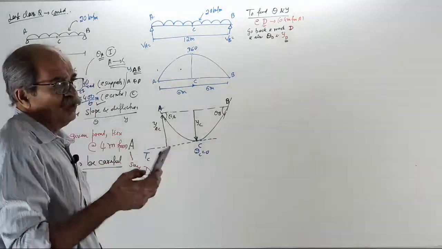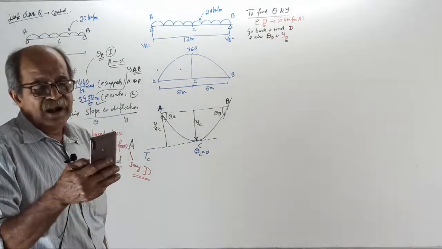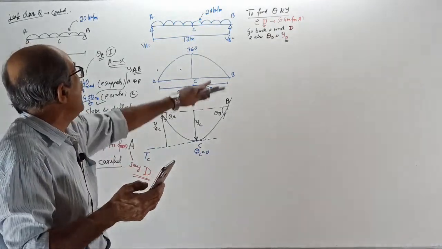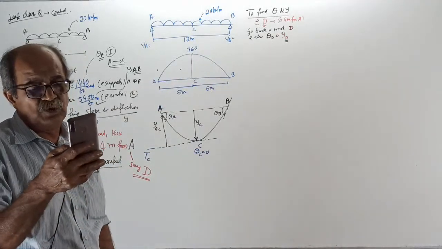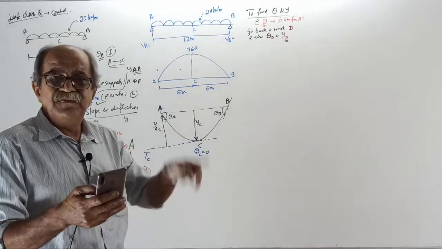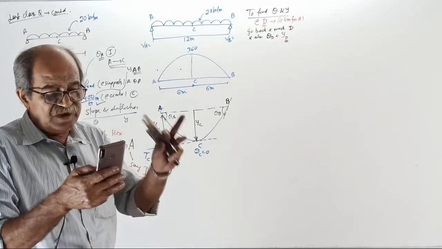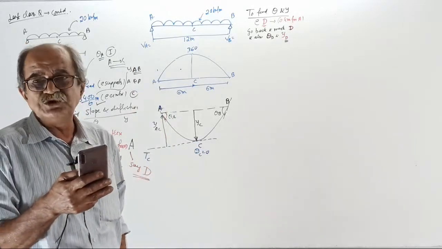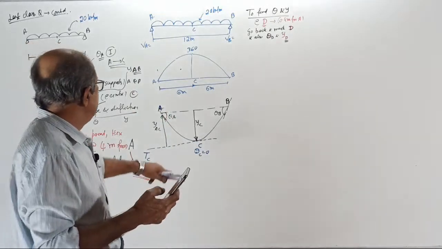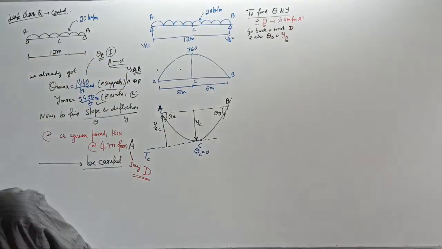If you want the slope and deflection there, mark theta D and mark displacement of that point D with respect to which point? With respect to tangent at. This was told earlier on how to find an intermediate point, in 3-4 examples. You should study properly.